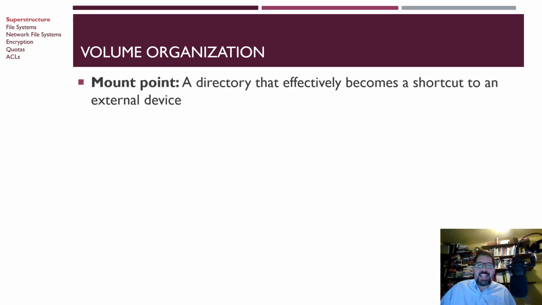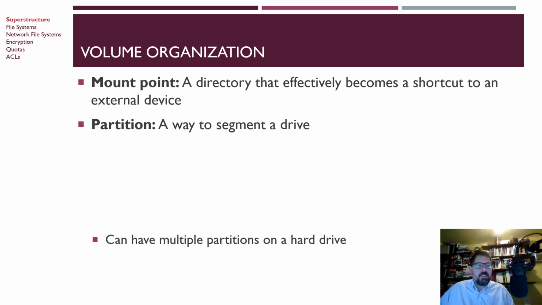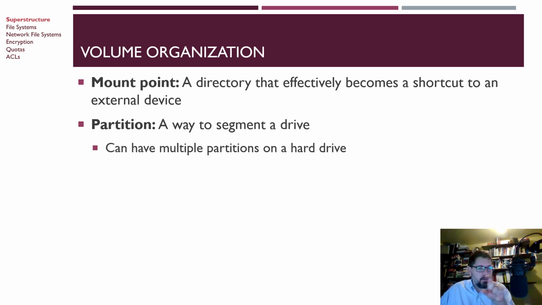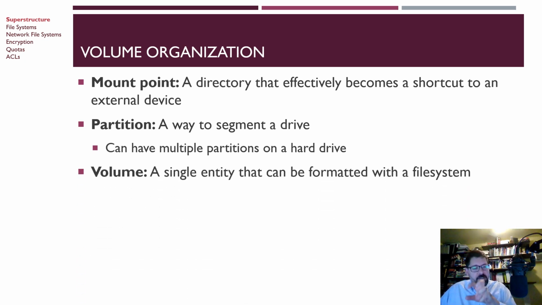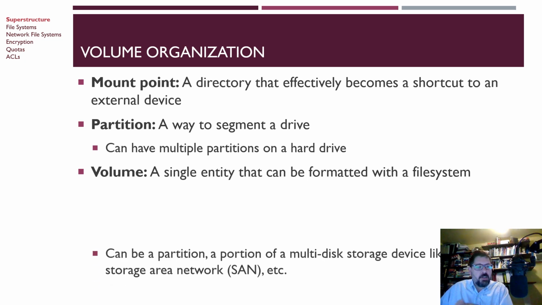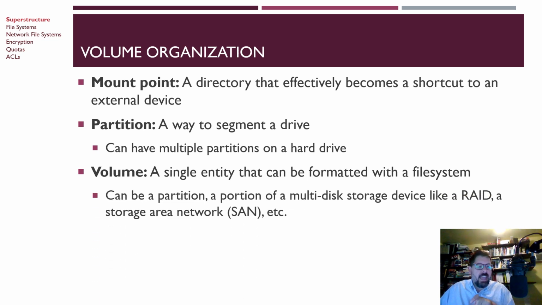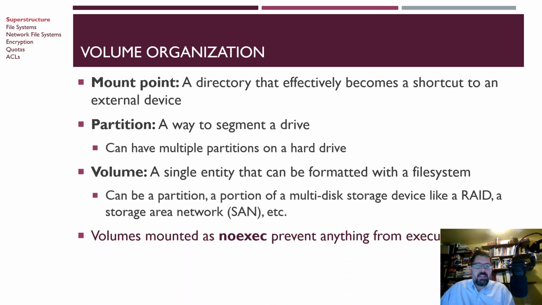So as far as the organization of our file system, usually you have a mount point. That's a directory that effectively becomes a shortcut to an external device. Partitions are a way to segment a drive. So we start with the drive, we partition it into multiple partitions. A physical drive is partitioned. Each one of those partitions is a volume, and those volumes get formatted to become a file system, right? And that's essentially the hierarchy of how this works, right?